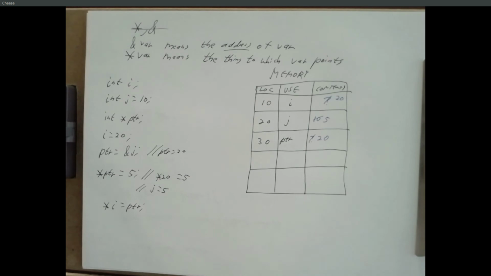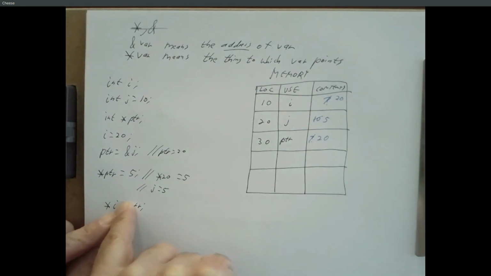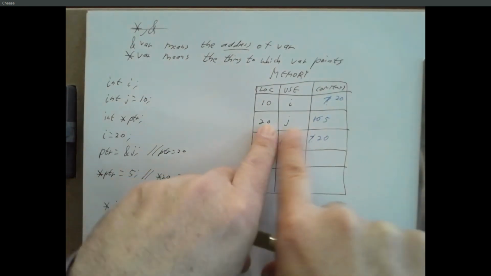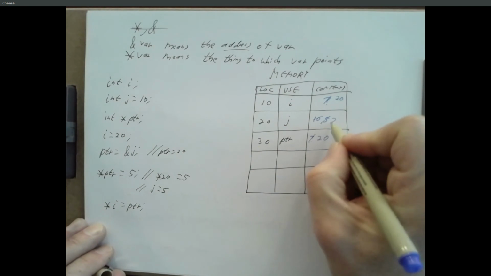All right, what if I say star I equals PTR? Will it give me an error? The compiler will give me a warning, but at runtime this will work fine, if we ignore the mixing of data types. So change the contents of I to the PTR, which is 20. PTR is 20, so where is it going to get written in memory? Yeah, so I contains a 20. Star I says the thing to which I points. I is equal to 20, so star I is the thing at memory location 20. It's this box right here. So this is saying set this box equal to PTR. That's going to put a 20 right here.